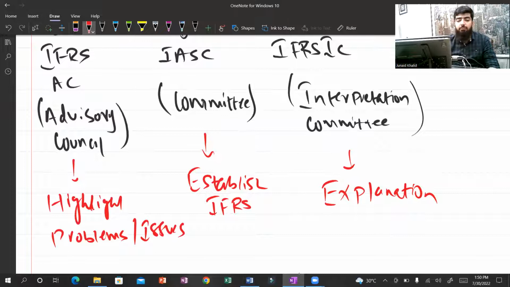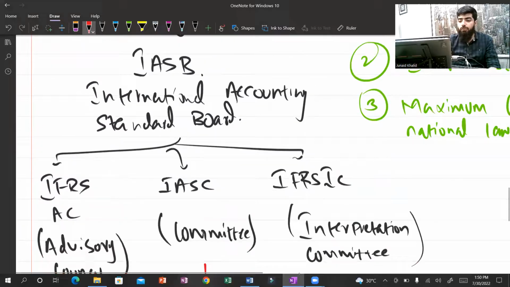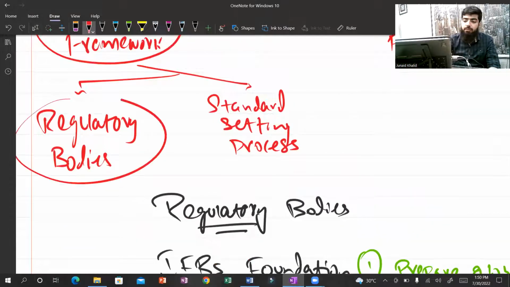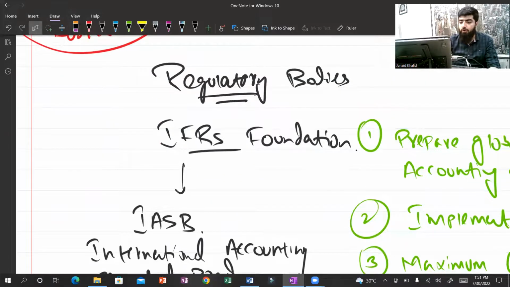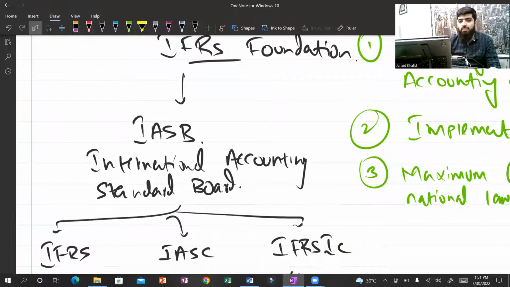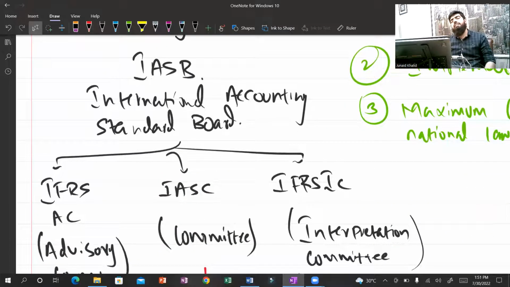So these are the three main departments of IASB, that is International Accounting Standard Board, and each department or each committee has its own task. So that was the first area which we discussed, that is the regulatory bodies. So what regulatory bodies do we have? Number one, the IFRS Foundation, the apex of all. Then the IASB, that is International Accounting Standard Board, and this board has three different departments, that is the IFRS Advisory Council, the IASC Committee, and third one is the Interpretation Committee.